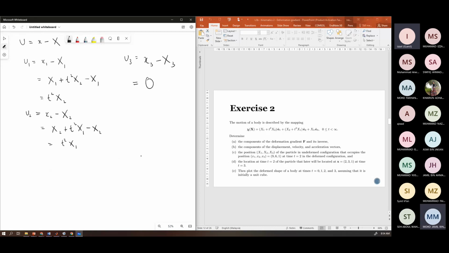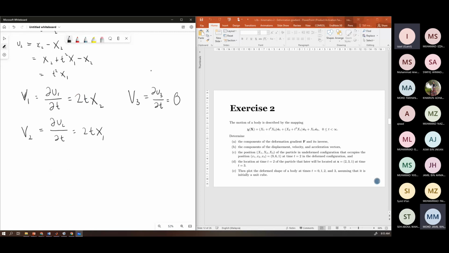Then to find the velocity, in Lagrangian, so velocity in Lagrangian is big V1. So you just differentiate the displacement with respect to time. So you get 2t x2. So for big V2, you get 2t x1, and big V3 is 0.